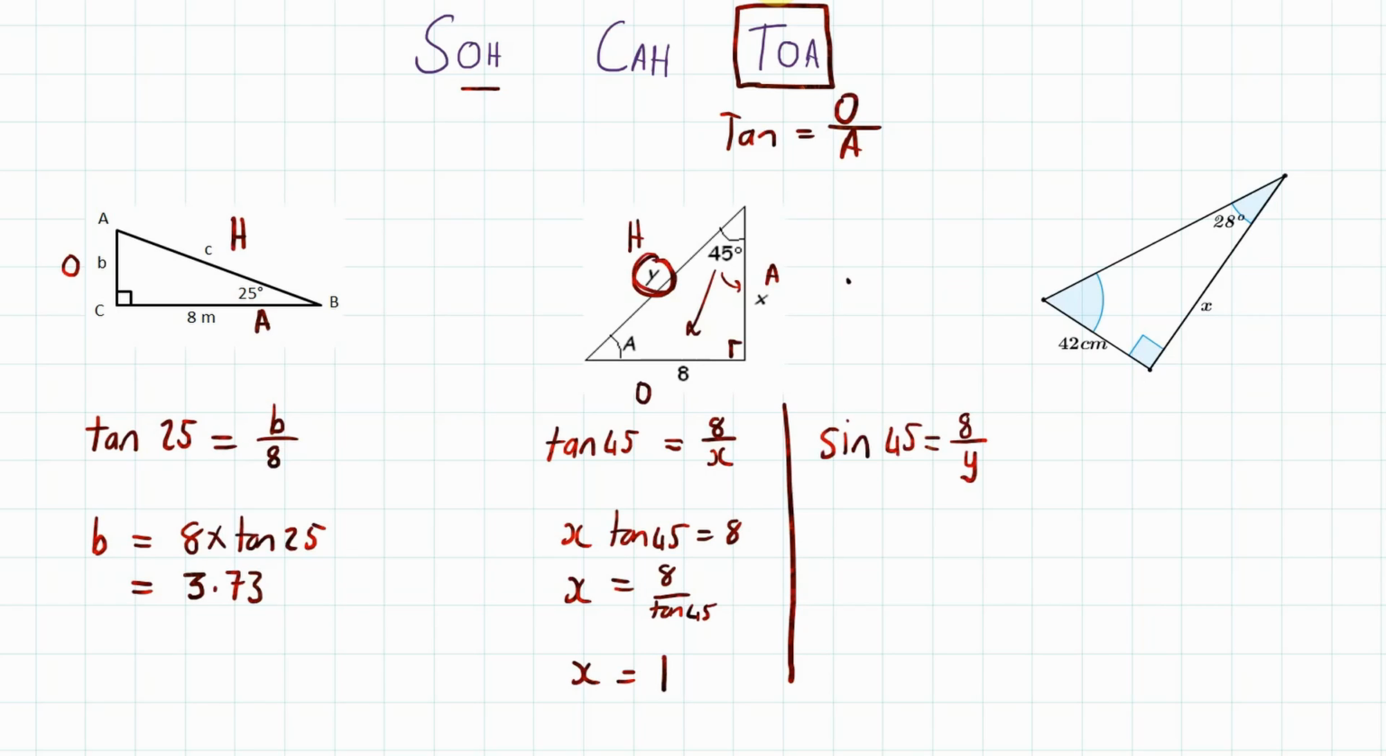And we do that tricky one again. We times both sides by y, because we don't want the unknown at the bottom of a fraction. So we get y sine 45 equals 8. To get the sine 45 across, we divide both sides by the sine 45. And we get this. And then we just chuck that into our calculators and see what we get.